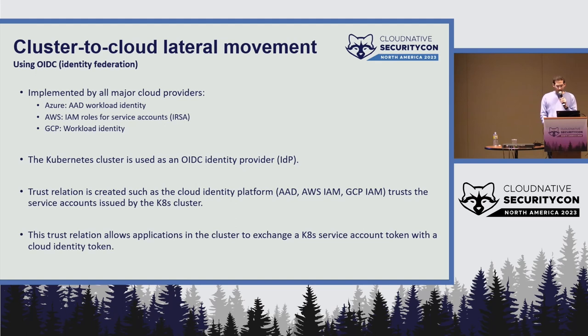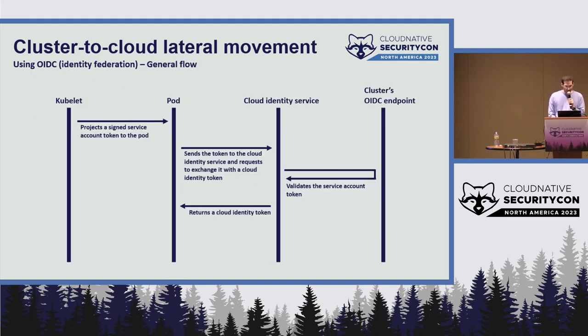And after this binding, that is called federation, applications can exchange the Kubernetes service account with the correlating cloud identity. All right, so let's see in high level the flow, how this works. First, kubelet projects an assigned service account token to the pod, and this is a valid JWT token that is signed by the cluster. So now our pod has a JWT token of the service account, and then the pod can send it to the cloud identity service, again, like Azure Active Directory or AWS IAM or GCP, and it requests to exchange the service account token with an identity token.